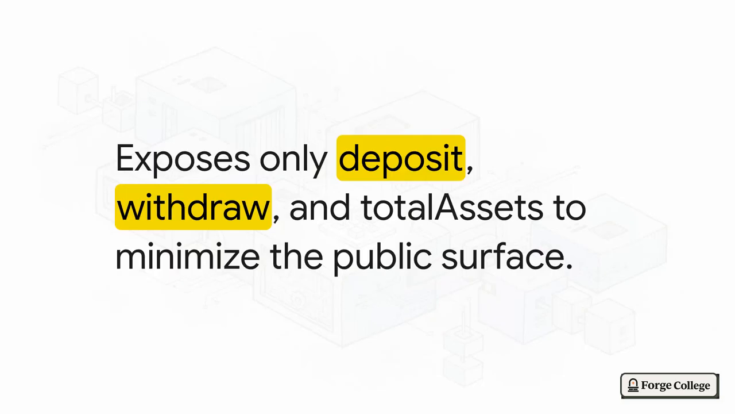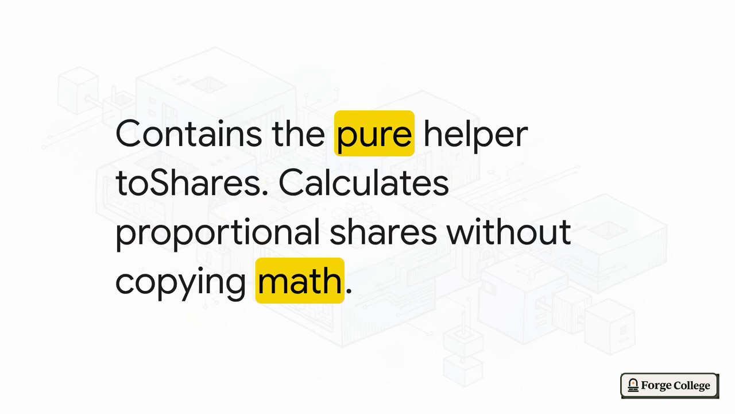First up, let's look at the iVault interface. Notice how incredibly small this is. It exposes only deposit, withdraw, and total assets. Other contracts are going to program strictly against this tiny public surface. They are completely oblivious to the internal storage variables or any of the helper functions the Vault might be using behind the scenes.